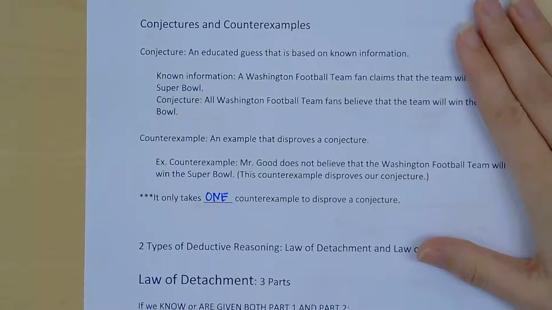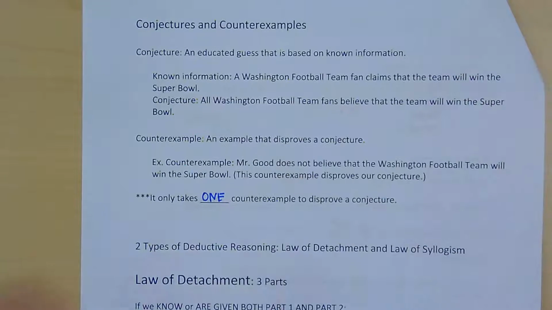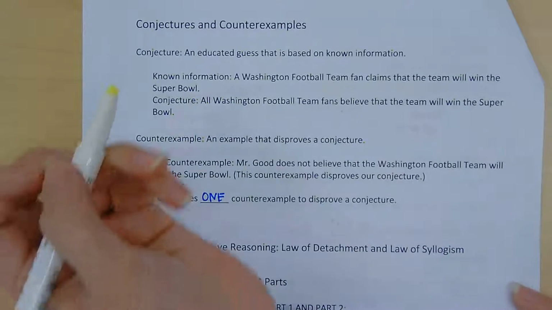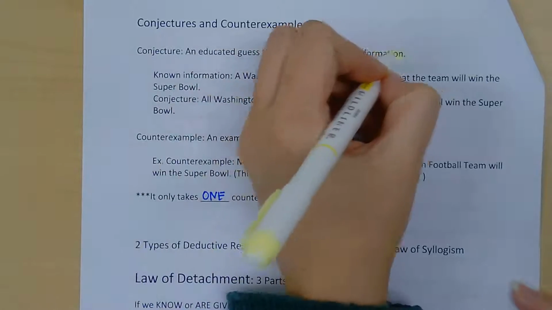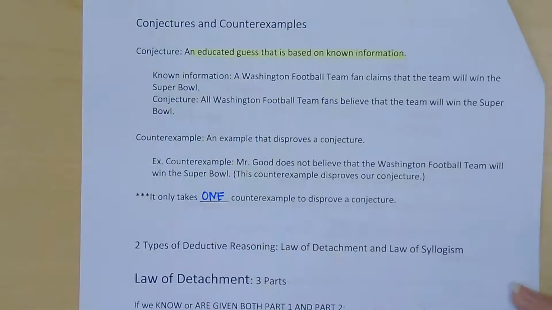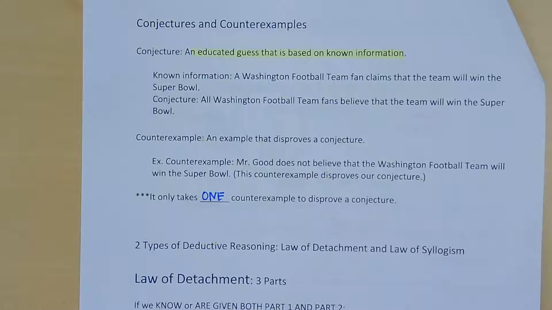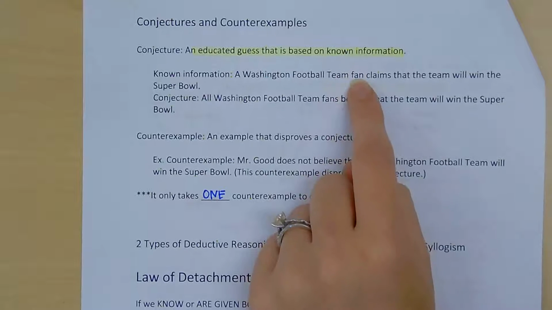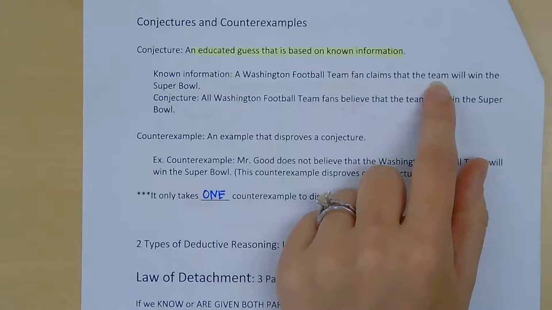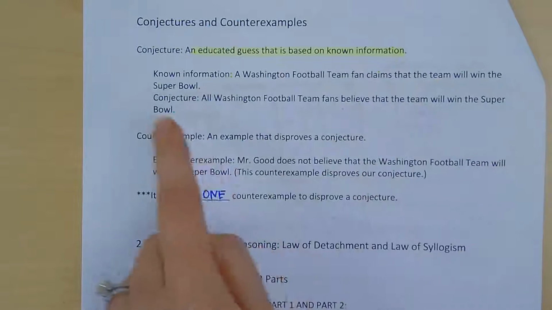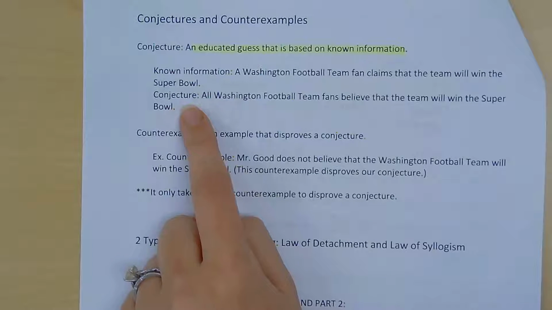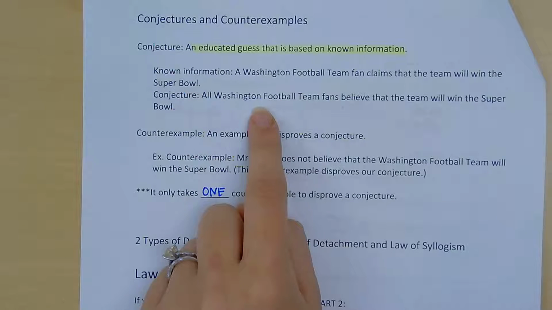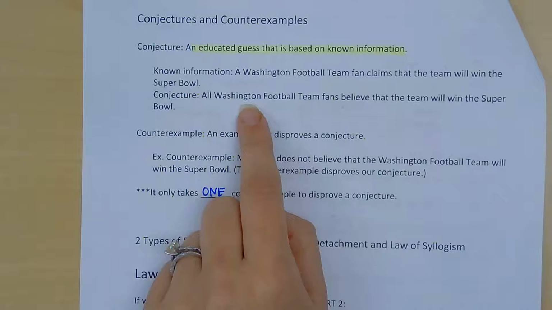Now let's move on to our conjectures and counterexamples. A conjecture is an educated guess based on known information. All right, so for example, our known information is that a Washington football team fan claims that the team will win the Super Bowl. To make that into a conjecture, we would then say that all Washington football team fans believe that the team will win the Super Bowl.